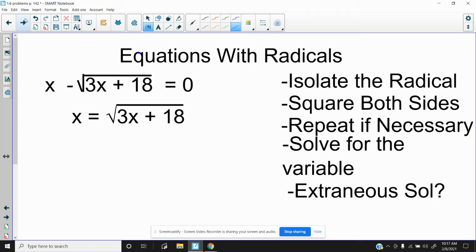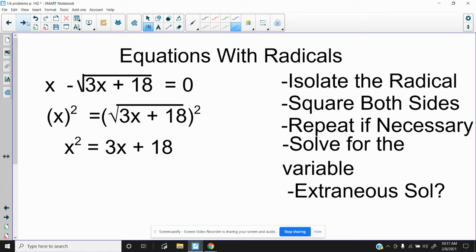So the first thing I'm going to do is add that square root part and get the square root of 3x plus 18 on one side and x on the other. Now I'm going to square both sides. When I square both sides, I'll end up getting x squared equals 3x plus 18. That looks like a quadratic, so I should subtract 3x and subtract 18.